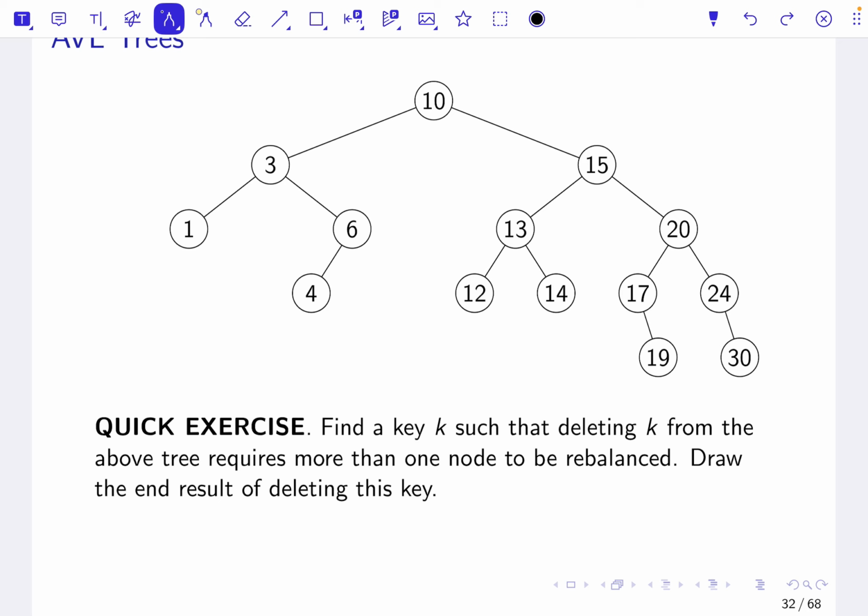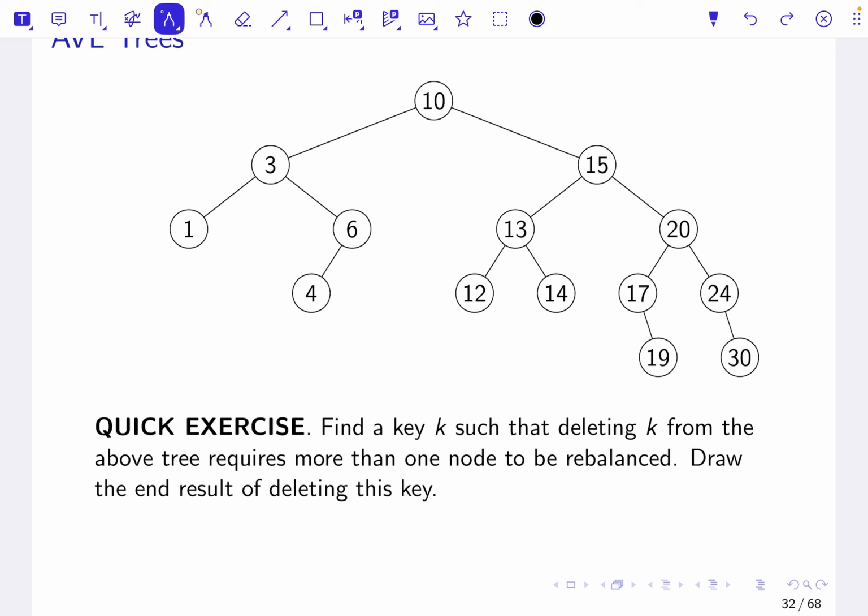Here's something fun to do while you're studying. Find a key, so a value in the tree, such that deleting that value from this tree requires more than one node to be rebalanced. And then draw the end result of deleting it. While I was reviewing the slides, this took me a little while to figure out, so I highly recommend tuning out while I tell you the answer, and then taking some time so you forget the answer, and then attempting this on your own. Once you're able to get it, it'll show a good understanding of AVL trees.